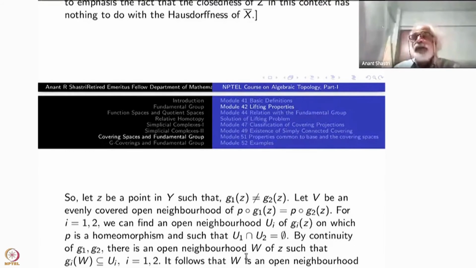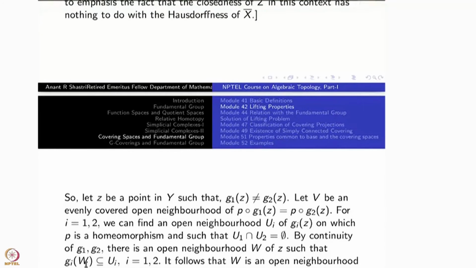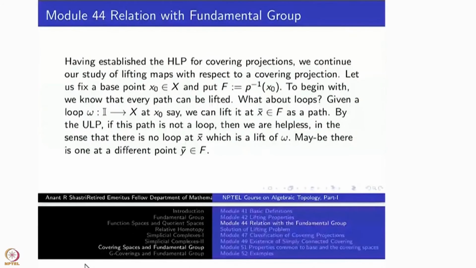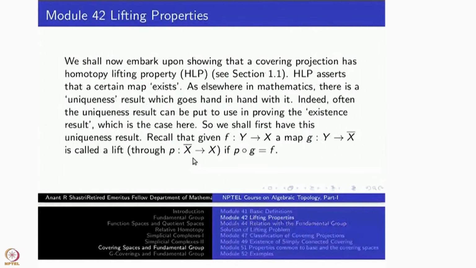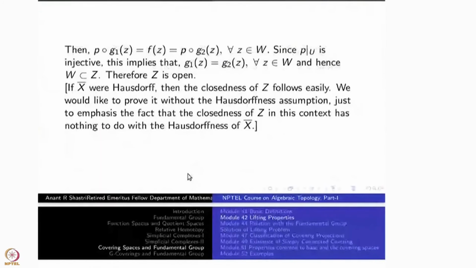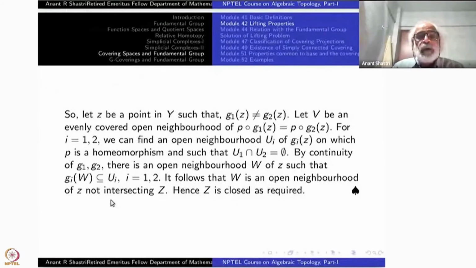By continuity, G1 and G2 are continuous functions. You will find a neighborhood W of Z such that Gi of W is in the Ui. Same thing again, you can take first different and then intersect. It follows that W is an open neighborhood of Z not intersecting Z at all, because the Ui are disjoint. G1 of any point here will not be equal to G2 of the same point, because they will be going to two disjoint open subsets. So the entire W is in the complement of Z. Therefore, the complement of Z is open, hence Z is closed.